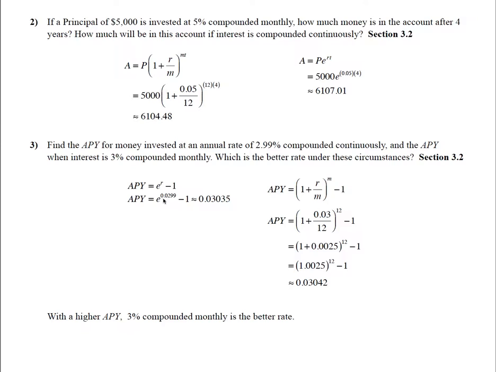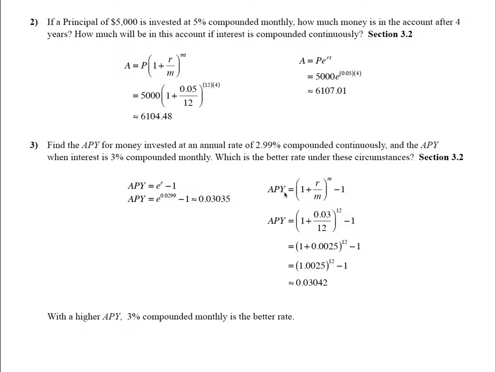And so we plug in 0.0299 because that's the decimal equivalent of 2.99%. We put that up here in the exponent. We raise e to that figure and then subtract 1, and that gives us approximately 0.03035. We carry it this far because that's how many decimals we need to carry it to distinguish between it and the other rate that we get for the monthly compounding.